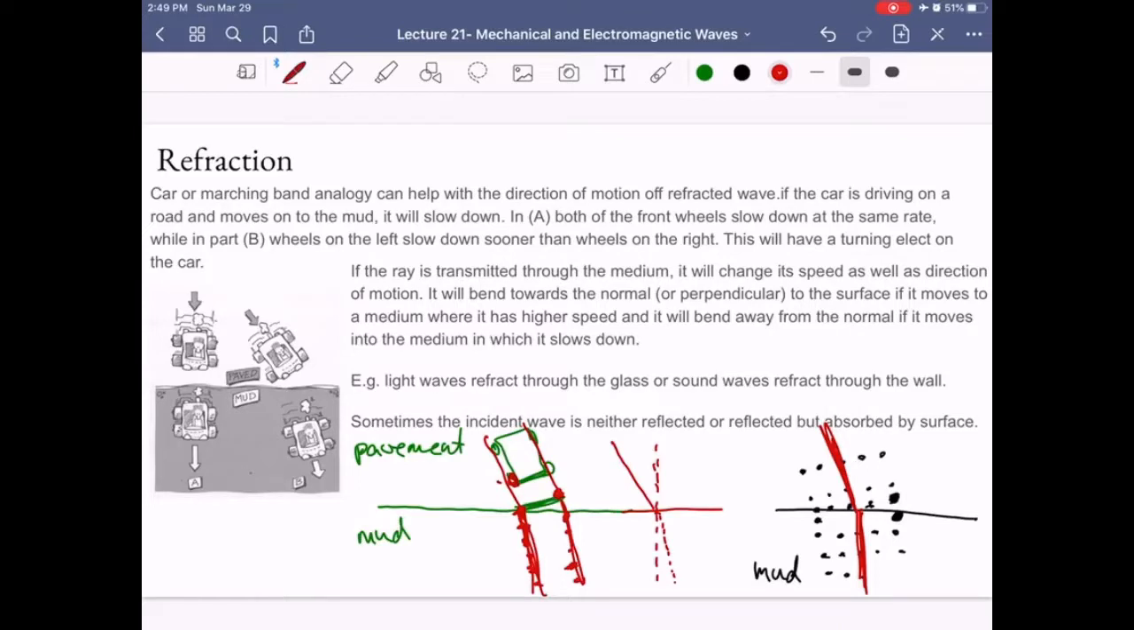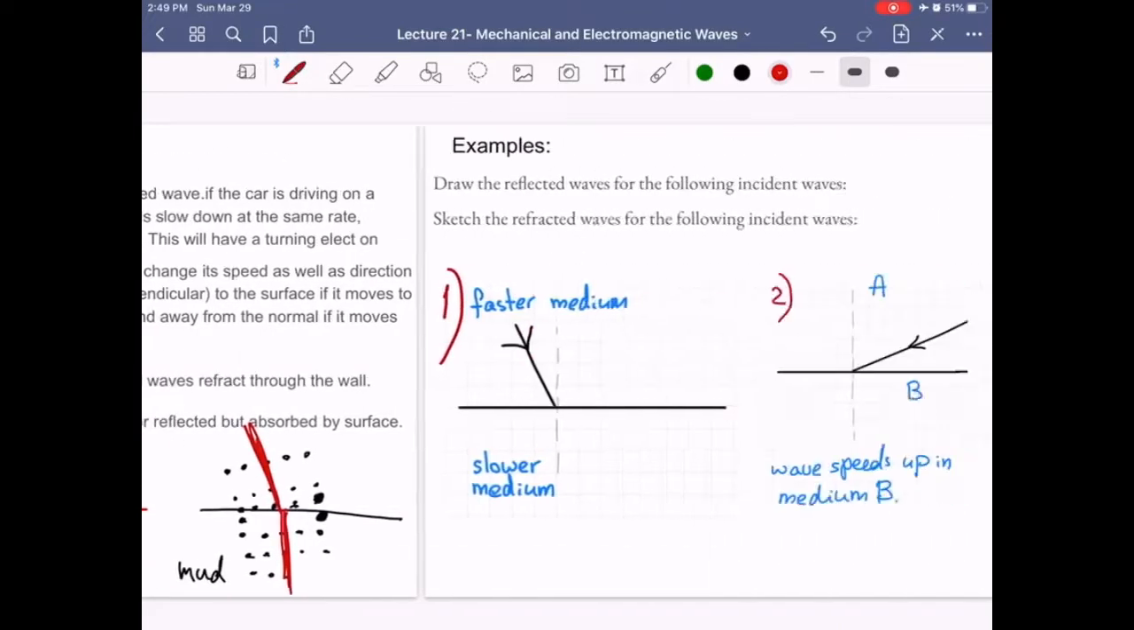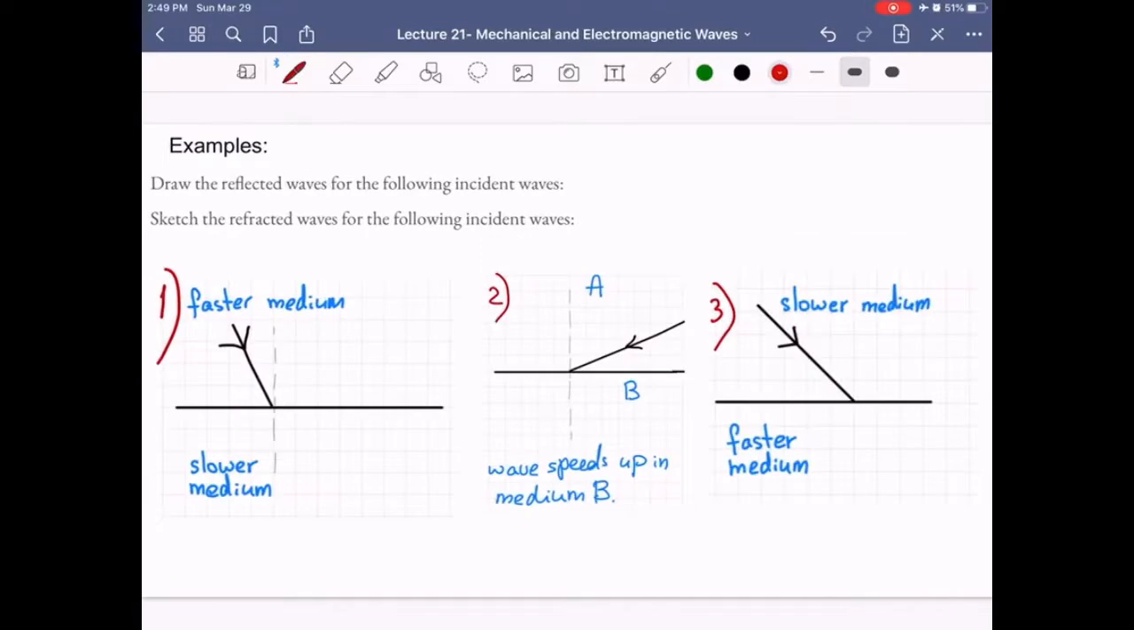Alright, so let's move on. Here are some examples, and I'm asking you to draw reflected waves for the following waves, and also refracted ones. So reflected and refracted waves, to draw them or make a sketch. And please remember to pause the video and think about it. At least try to visualize what would happen.